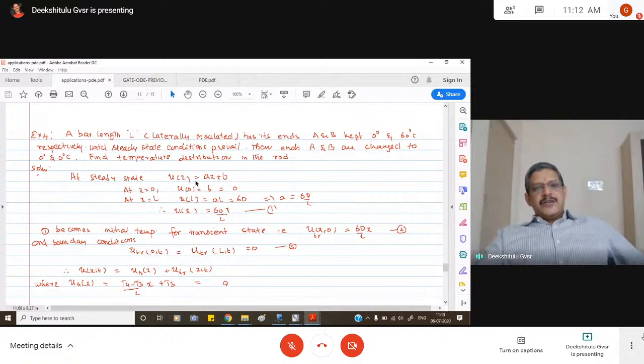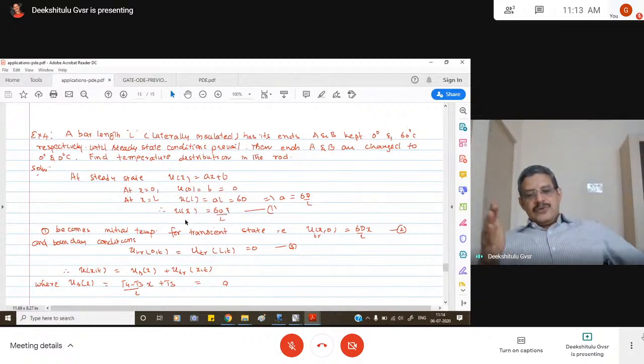First, at steady state, U of x is equal to Ax plus B. We have seen how this happens. At x equal to 0, U of 0 is at 0 degrees, so B becomes 0. At x equal to L, the other end, the initial temperature is 60 degrees, so AL plus B equals 60, B is 0, so AL is equal to 60 and A is equal to 60 by L. So your solution becomes U of x equal to 60 into x by L. Call it equation 1. Now we have the steady state solution.